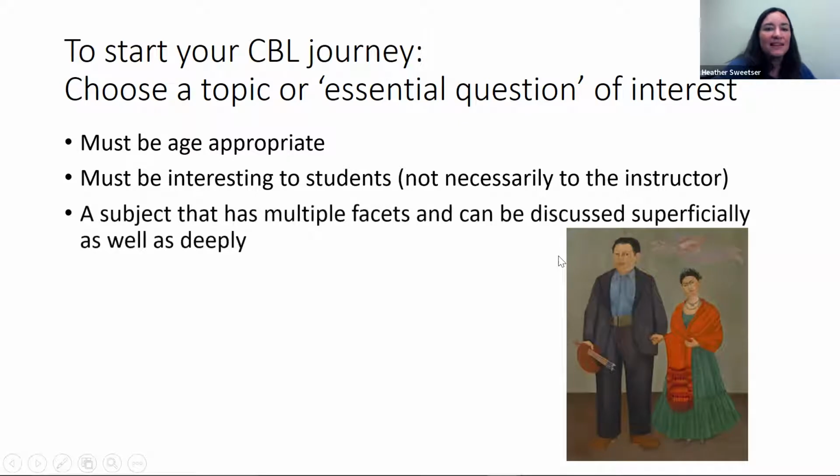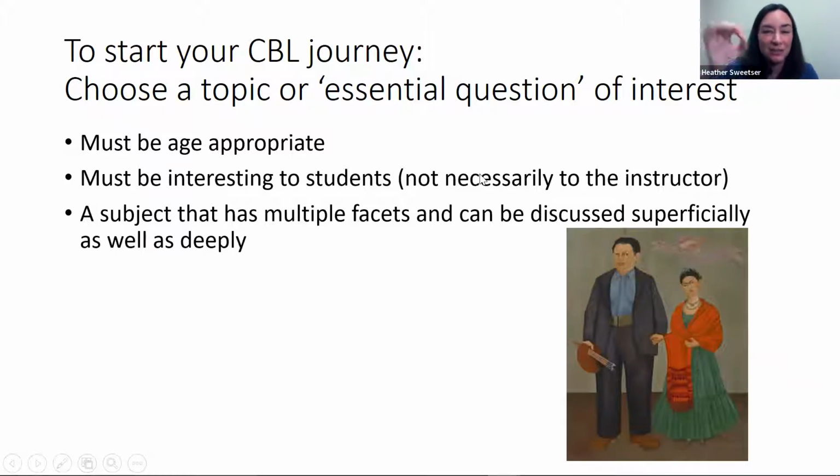But also something that has multiple facets and can be discussed superficially, but also deeply, because we have students of all different varieties, I think, and levels of language. Even in the very first class on the very first day, you have students who pick stuff up very, very well, and other students who get confused easily, for whatever reason, or seem to get confused. And so something that can help differentiate is great.